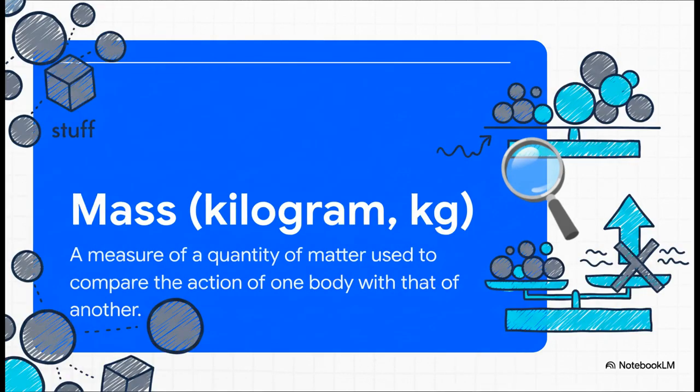All right, next up, mass. The base unit is the kilogram. Okay, pay close attention here because this is a big one. Mass is not the same thing as weight. Mass is a measure of how much stuff, how much matter is in an object, and that amount is constant whether you're on Earth or on the moon. Weight is the force of gravity on that mass. We'll get more into that later, but for now, just remember, mass is constant.